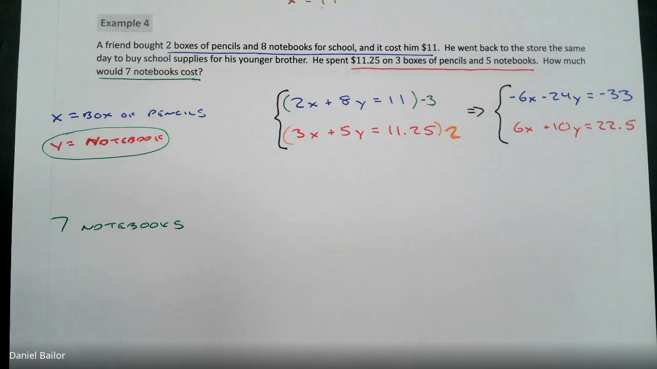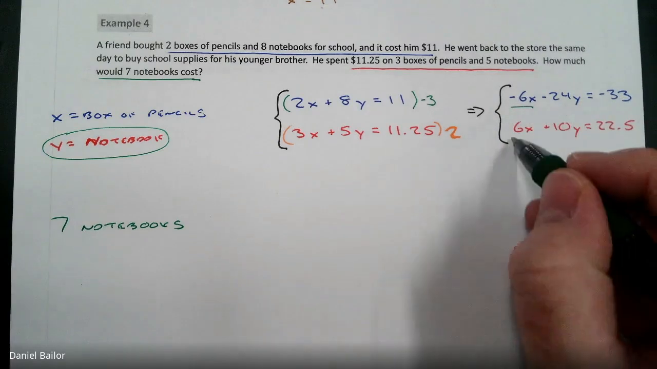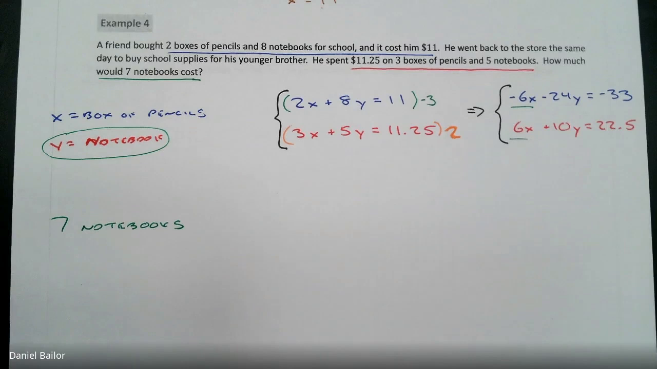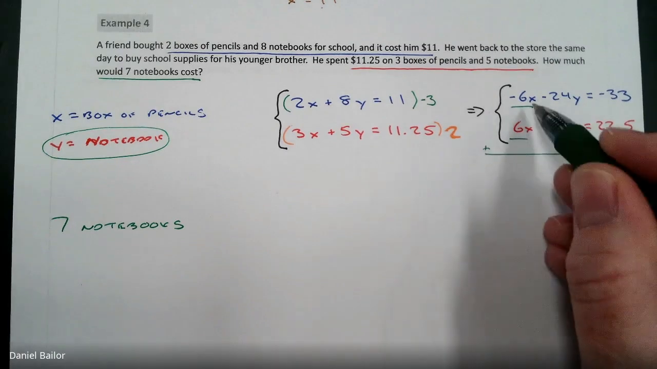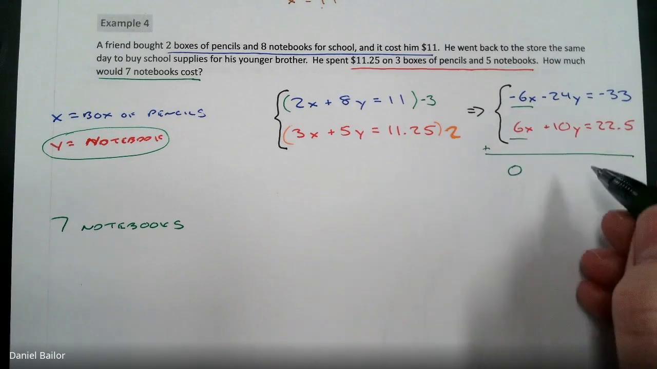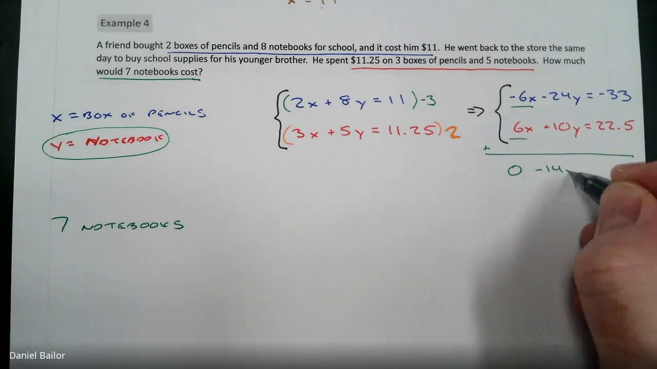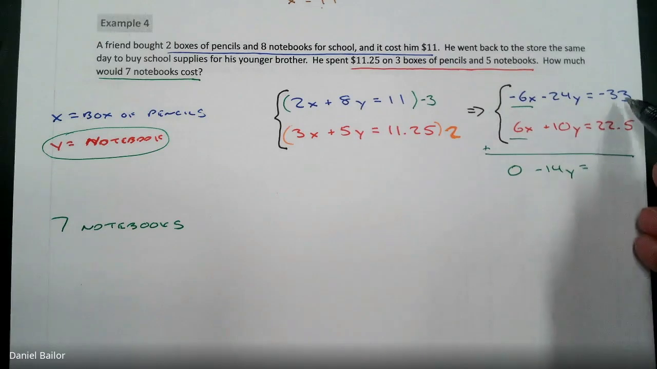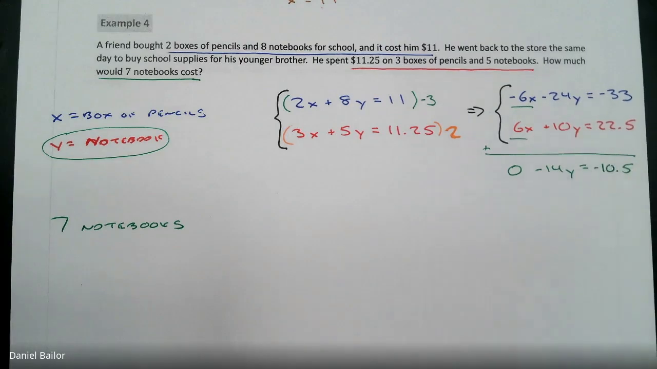Now you'll see right here, the reason I did this is because now I have negative 6x in the first equation, 6x in the second equation. Those can be eliminated. When I add the two equations, this turns into 0. The x's are gone. Negative 24y and 10y turns into negative 14y. And negative 33 and negative 22 is negative 10.5.